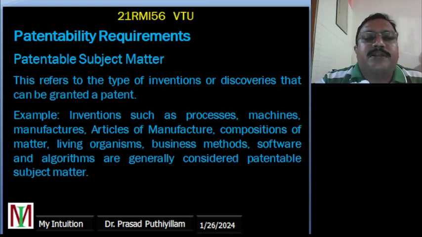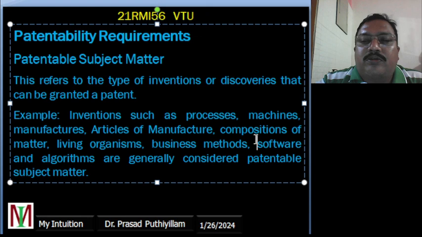Articles of manufacture involve products from consumer goods to industrial components, like consumer electronics, automotive parts, small medical devices, and household furniture. All come under articles of manufacture.